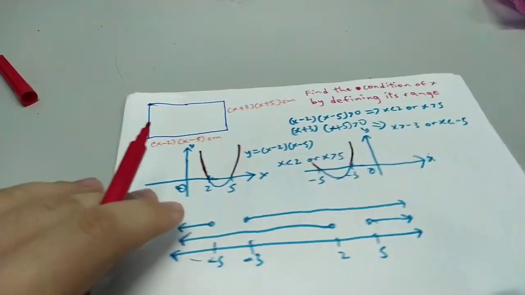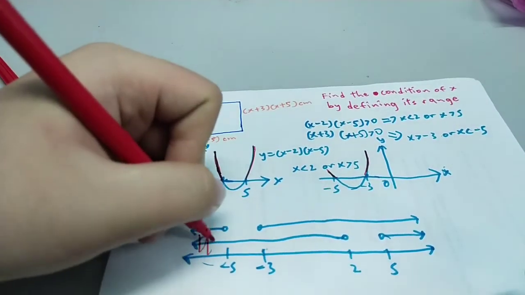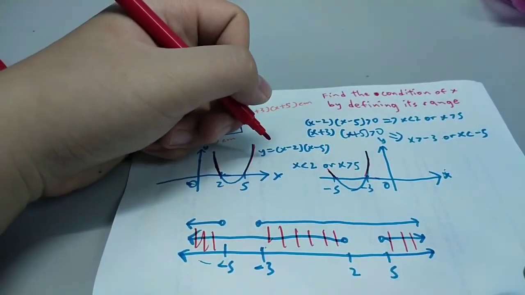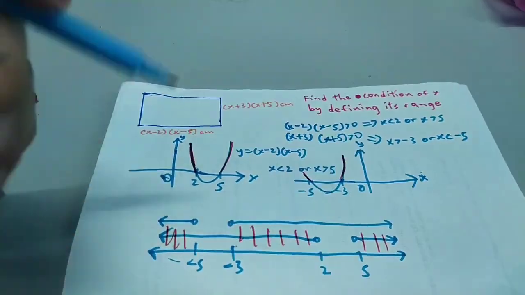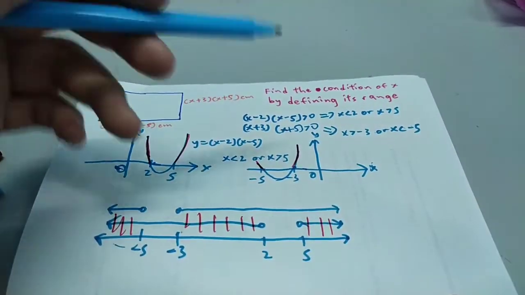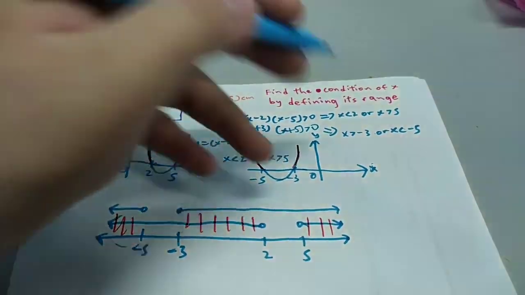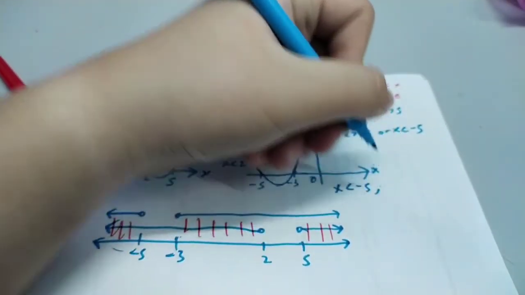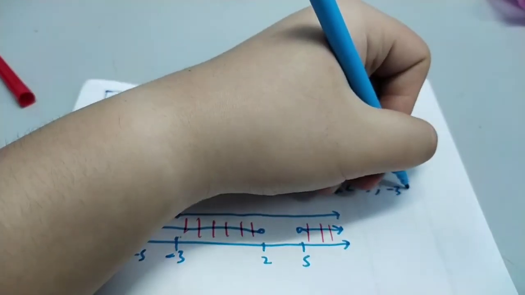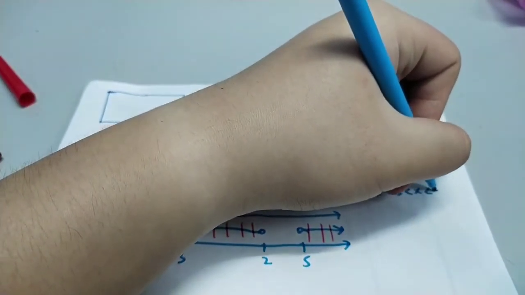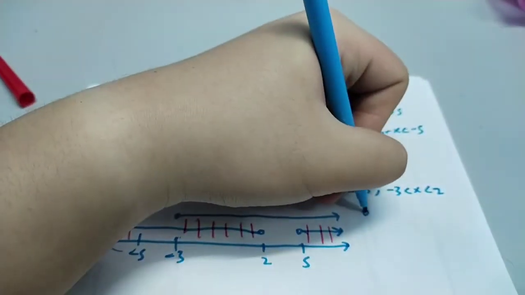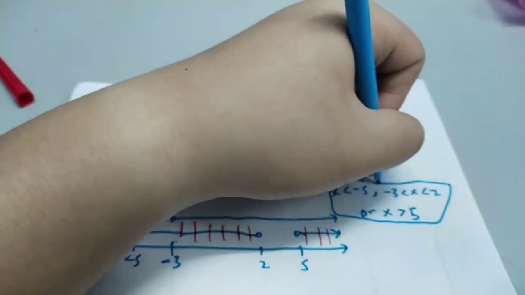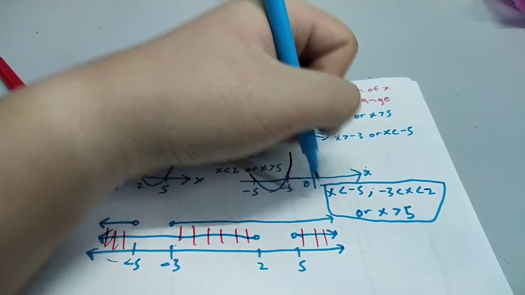So where is the overlapping region? Our overlapping region is here, here, or here. So we get 3 overlapping regions. Our final answer is the range of the overlapping region: x is less than negative 5, or x is between negative 3 and 2, or x is bigger than 5, and we are done. This is the solution. Very nice result.